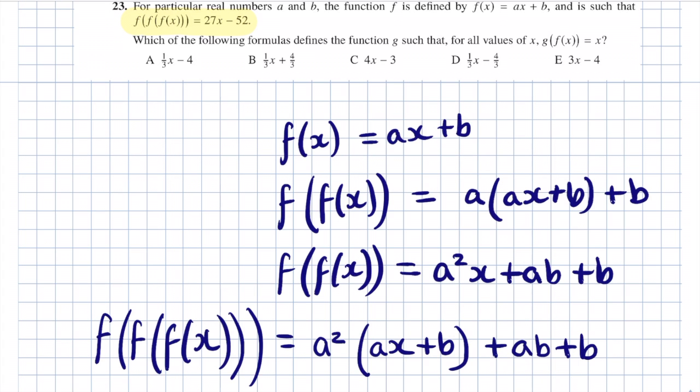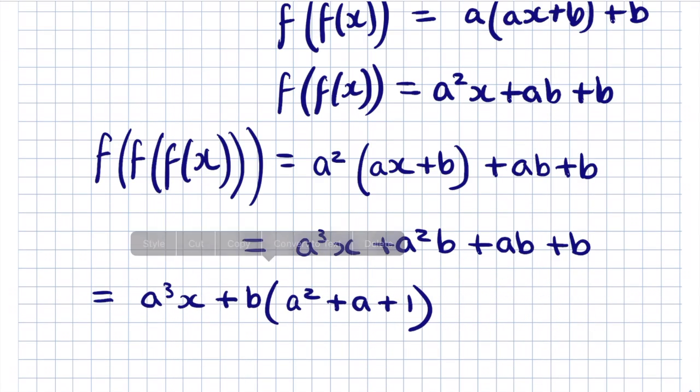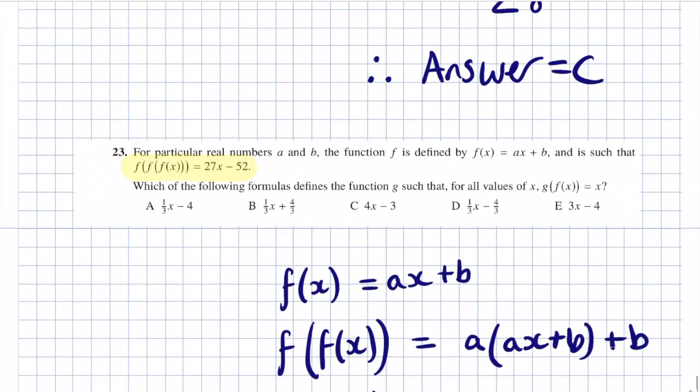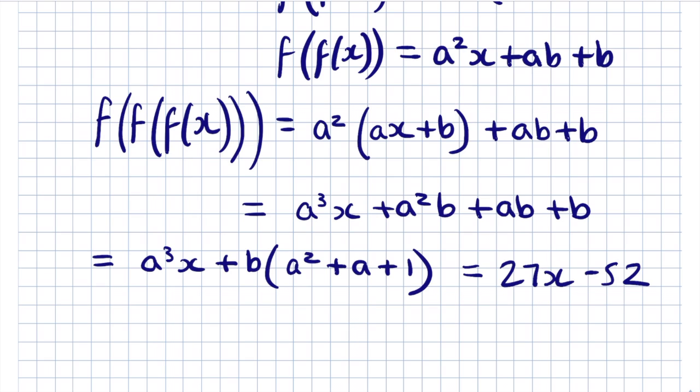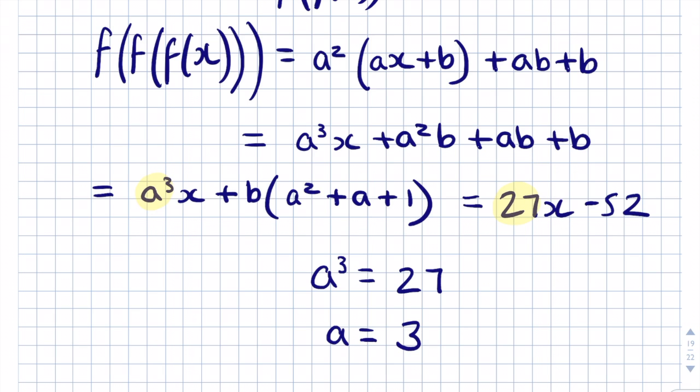1. And the question says we need to find a formula which defines the function g such that for all values of x, g of f of x is equal to x. So we need to find what function g is, basically. So we know that this general formula is equal to 27x minus 52. So what we can do now is we can compare the coefficients. So if we compare the coefficients of x, well that's quite straightforward because we've just got a cubed is equal to 27, which means that a must be 3.